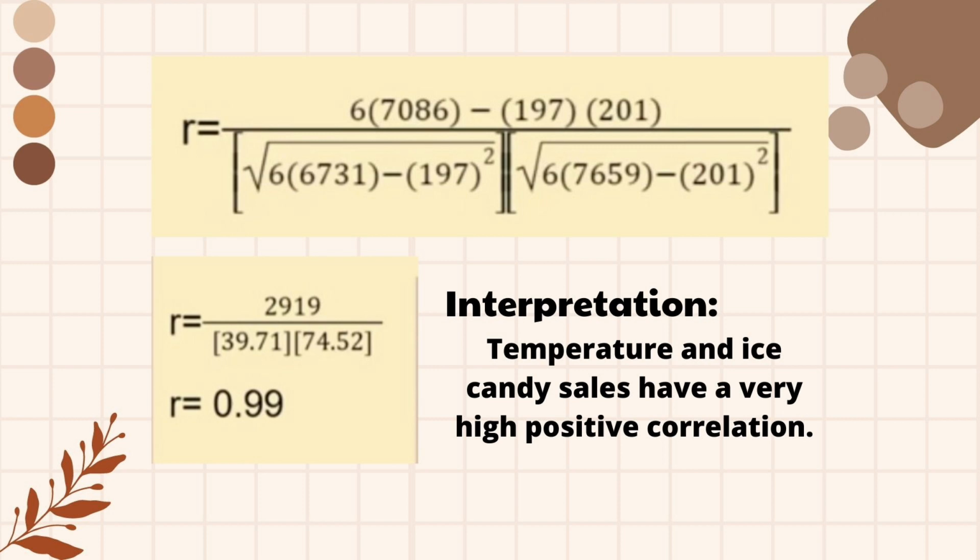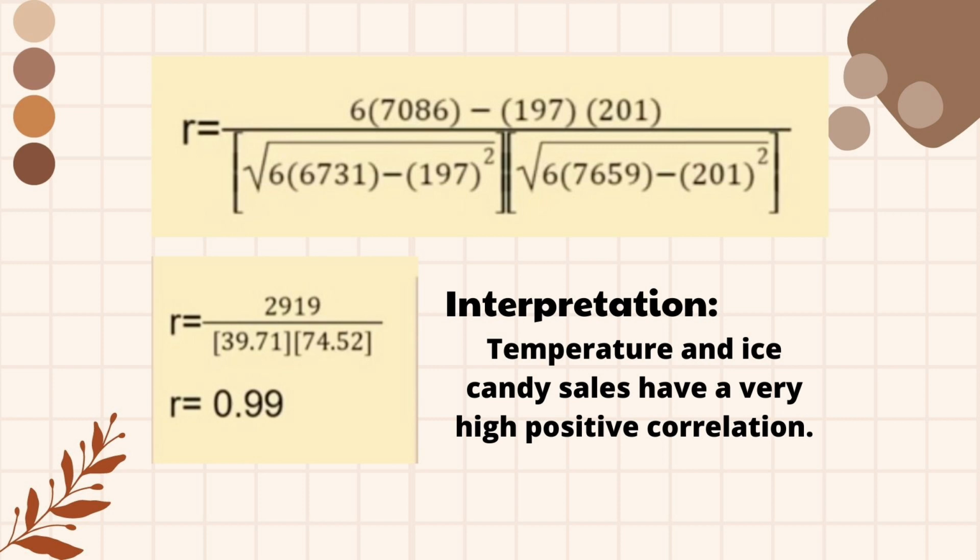6 times 7,086 minus 197 times 201. Ang total nito ay 2,919. At yung sa baba naman, square root of 6 times 6,731 minus 197 squared. Ang total nito ay 39.71.